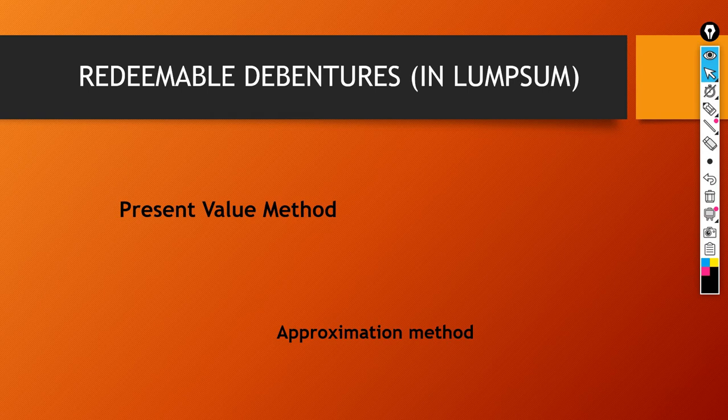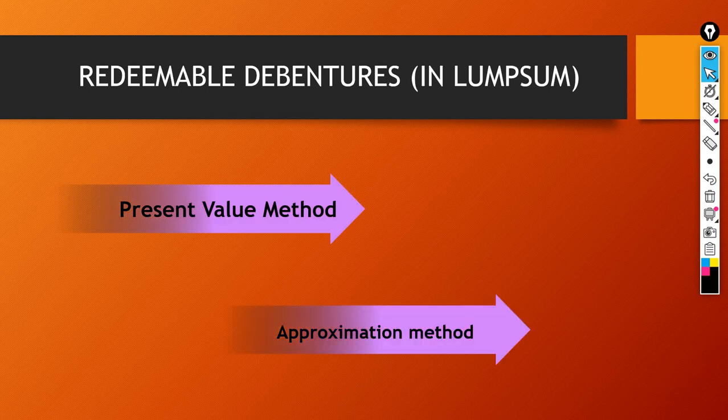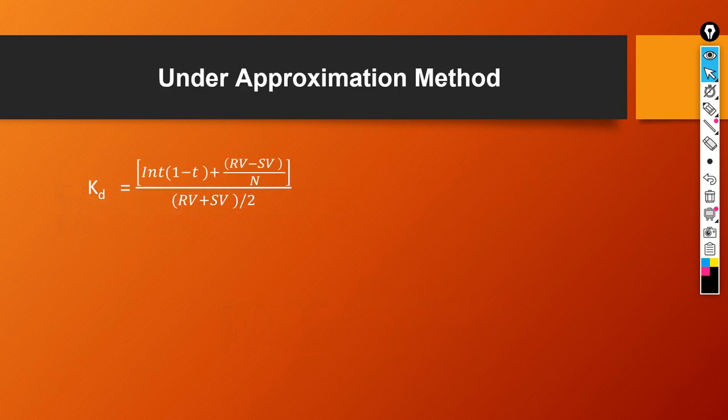And now moving further, whenever we are talking about redeemable debentures in lump sum, we are giving the amount in one shot only. So that method is divided into two parts. The first is your present value method and second is your approximation method. So let's see what you mean by present value and what you mean by approximation method.